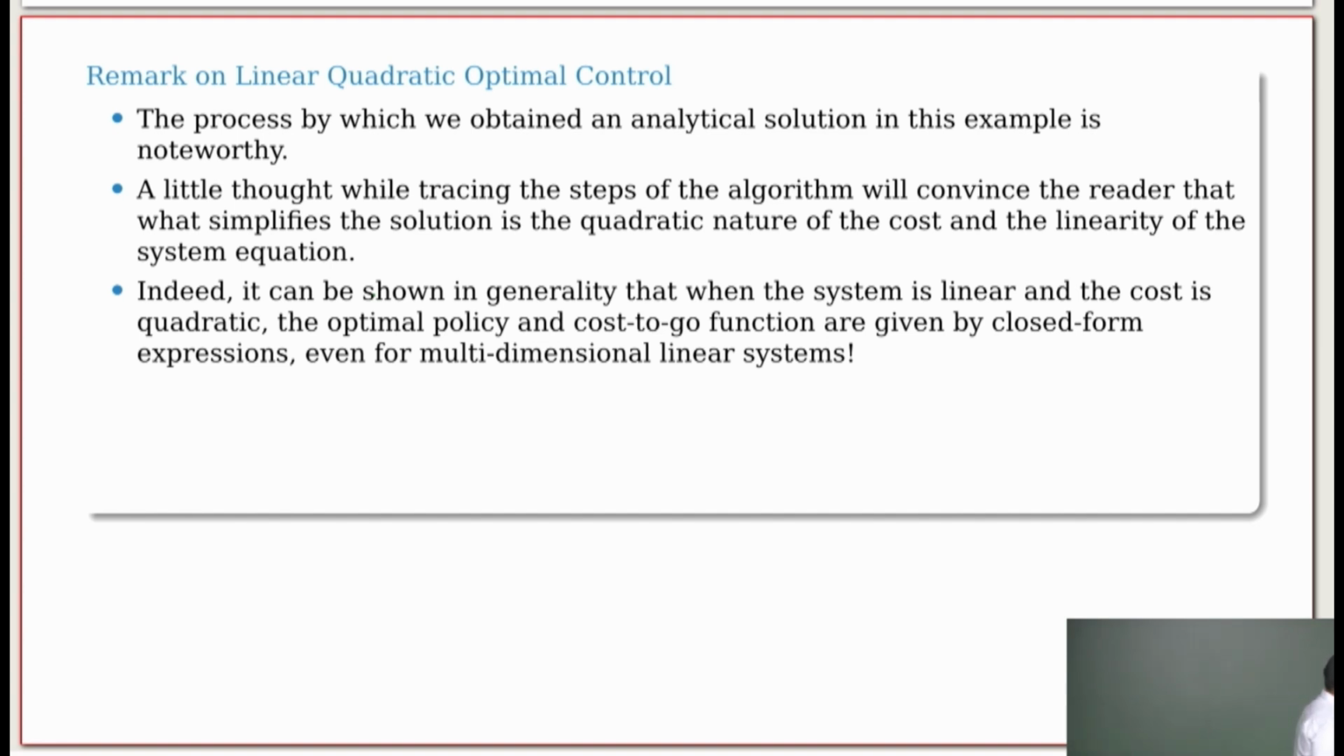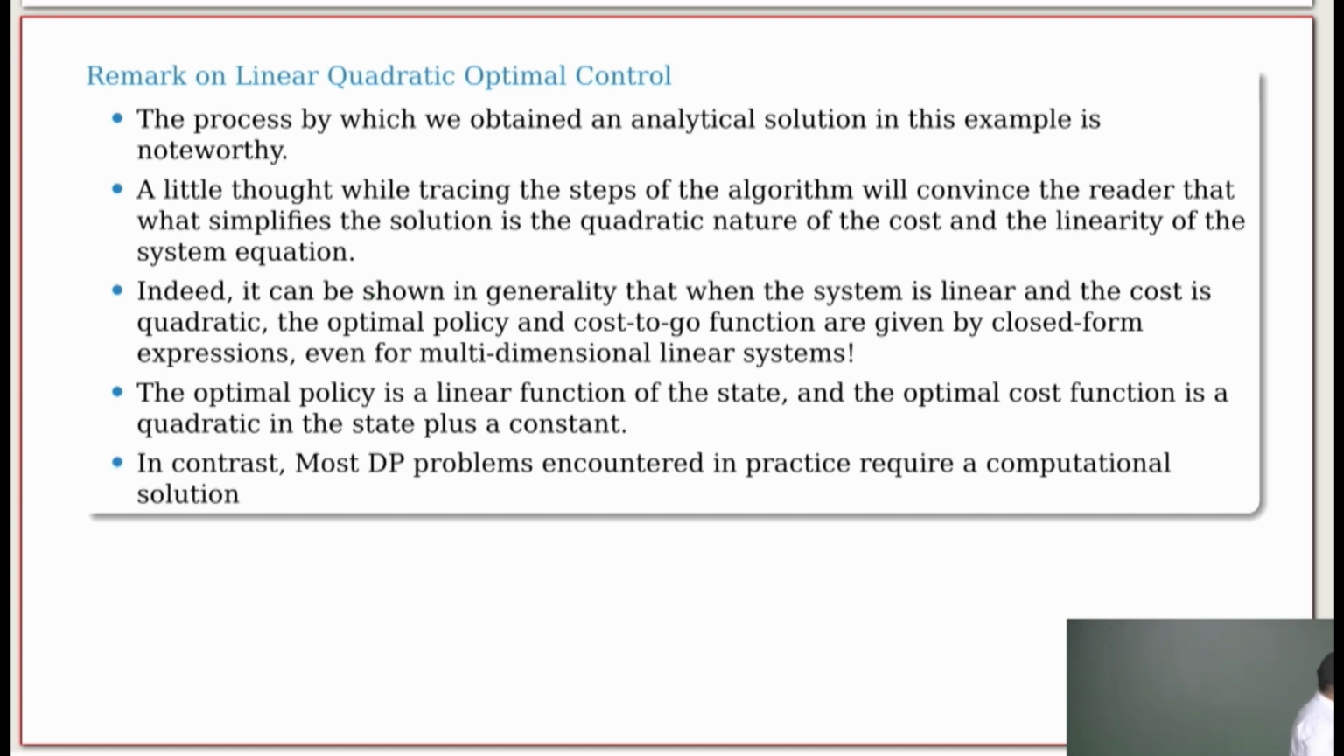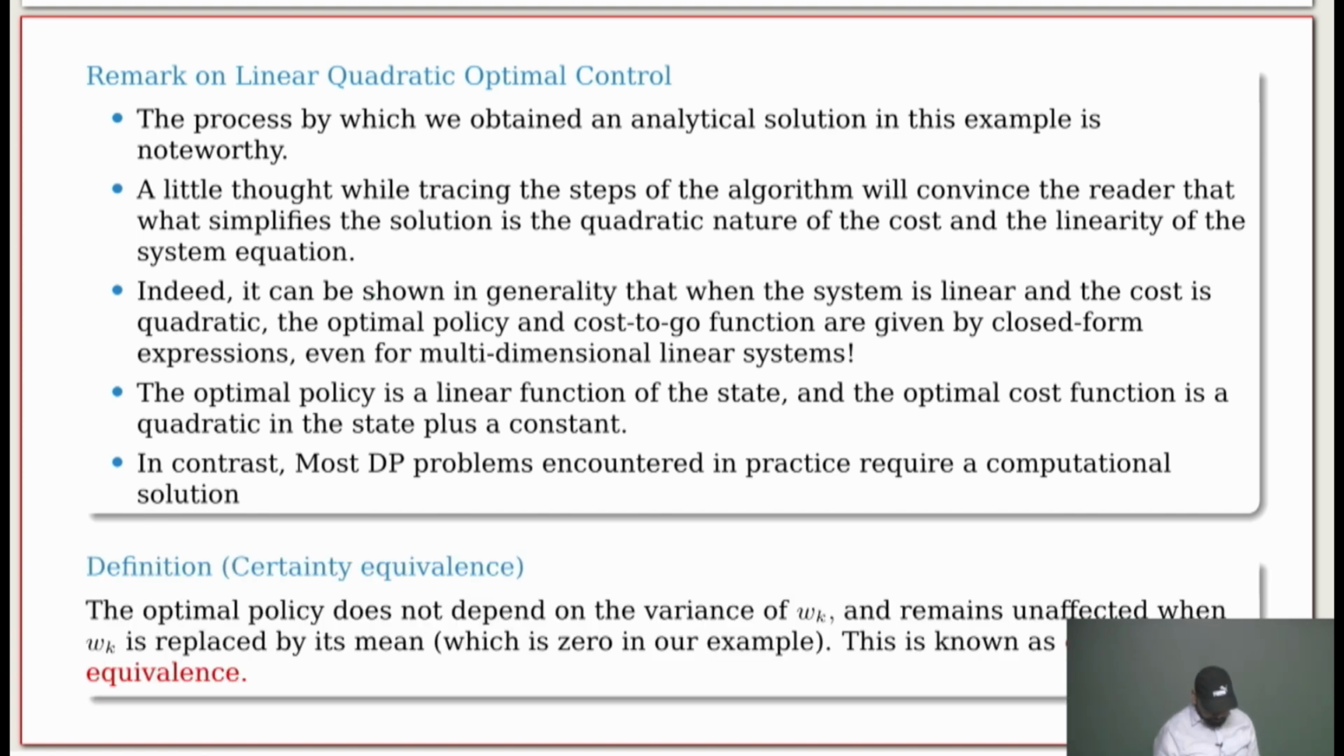It can be shown in generality that when the system is linear and the cost is quadratic, the optimal policy and cost to go functions are given by closed form expressions, even for the multidimensional case. As I said, x, u, all these are multidimensional vectors, and even there we can have a closed form solution. The optimal policy is a linear function of the state, and the optimal cost function is quadratic plus constant. In contrast, most DP problems encountered in practice require a computational solution. In practice we won't be able to have such nice closed form solutions, but we will go for simulations and so on.